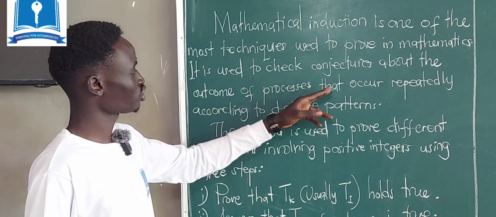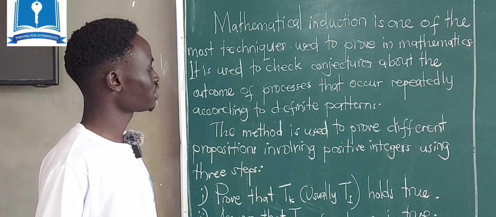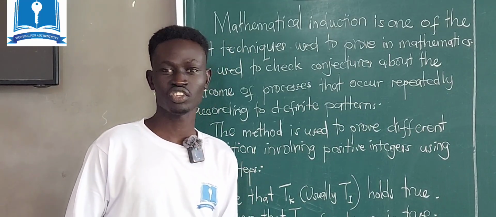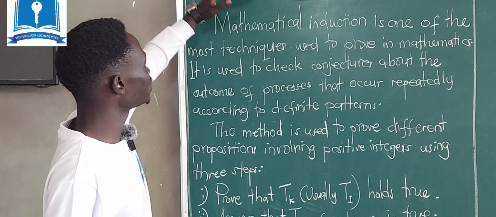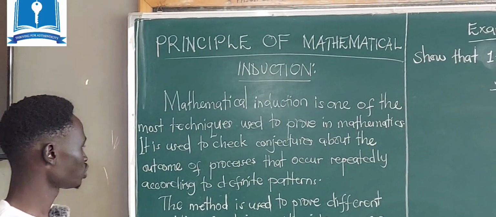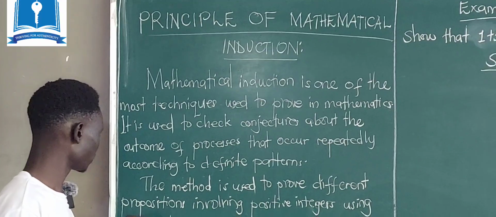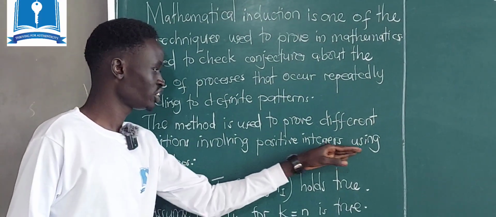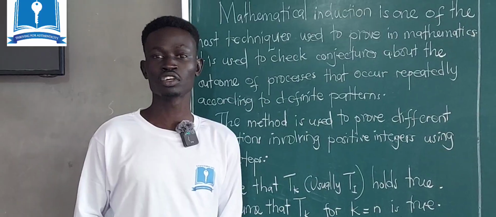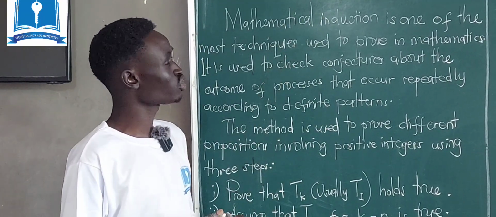It is used to check conjectures about the outcome of processes that occur repeatedly according to definite patterns. So when you have numbers that you have doubt about, you can use mathematical induction to prove them. Mathematical induction is also used to prove different propositions involving positive integers using three steps. As we go through some examples, we are going to follow three steps: step one, step two, step three. All these steps are used in mathematical induction.